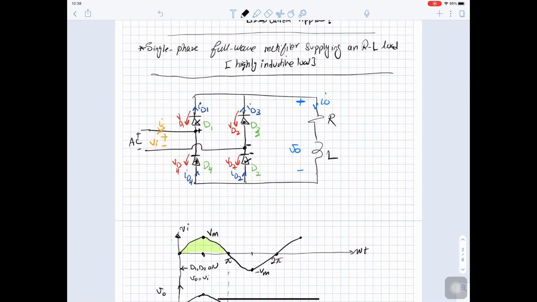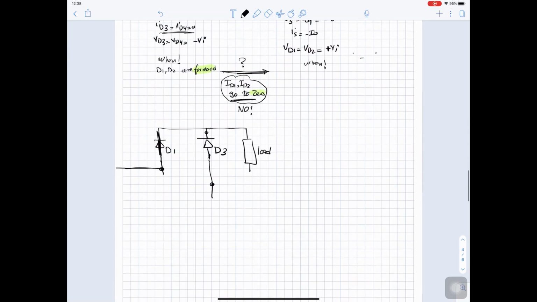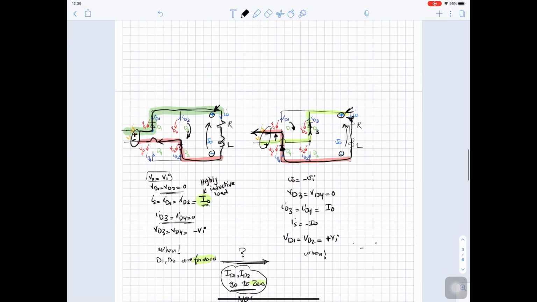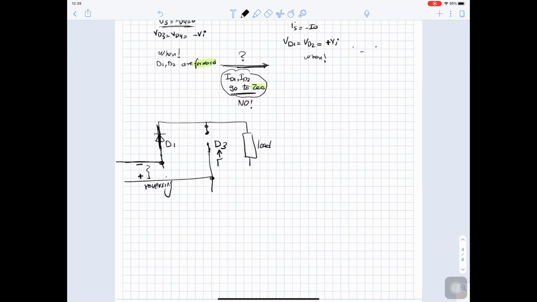Okay, now this diode is open circuit, and the source is reversing. Why is the source reversing? Because we are here. So when we are here, the source is going negative. When the source is going negative, this diode here is coming as forward biased, and it will start to try to inject the current here. So this diode will try to conduct.